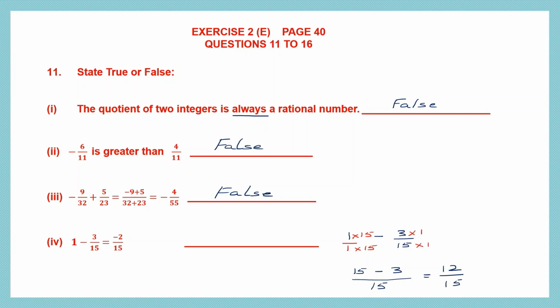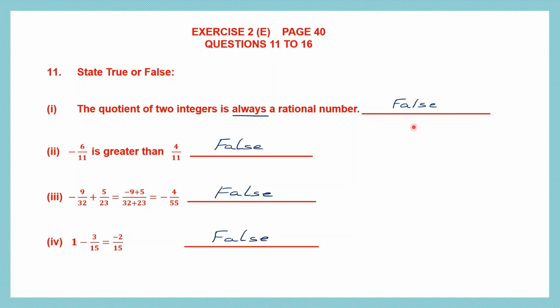But here, what have they given us the answer as? Minus 2 by 15. They say that when you subtract these two, your answer is minus 2 by 15. But we worked it out and we found the answer is 12 by 15. So this statement is also false.